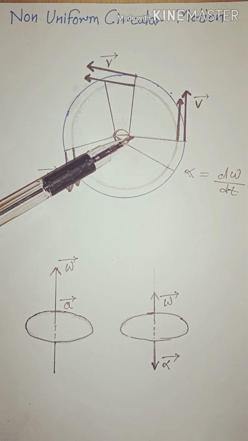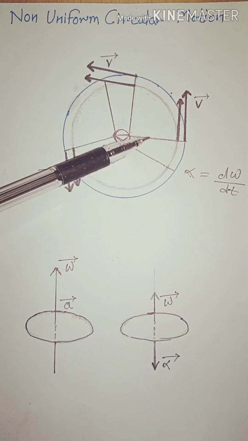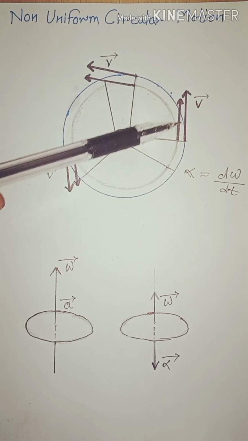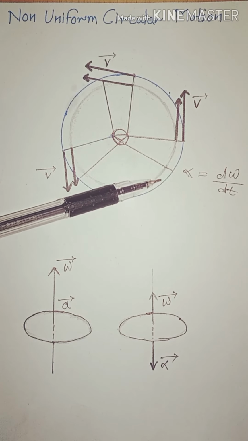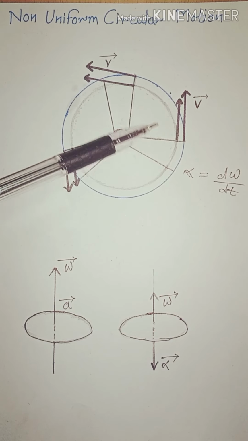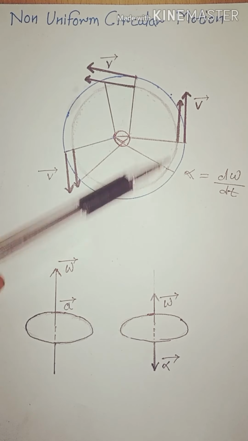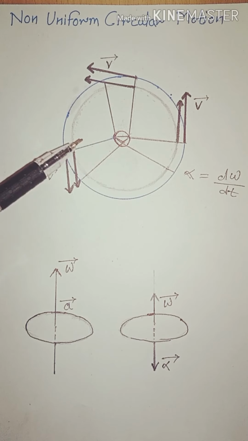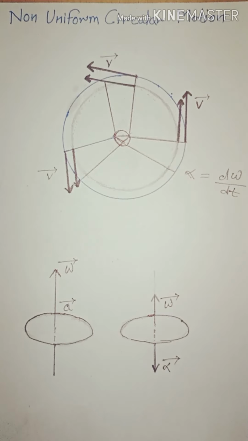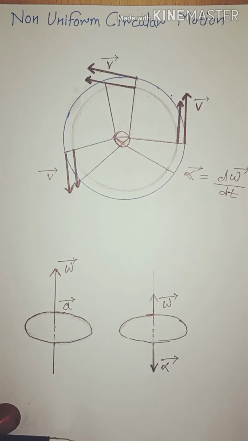The acceleration which is responsible for changing the magnitude of velocity is directed along the direction of velocity or opposite to the direction of the velocity. Hence, it is called tangential acceleration. As the magnitude of tangential velocity v is changing during non-uniform circular motion, the corresponding angular velocity also changes at every instant. This is due to the angular acceleration vector alpha, the rate of change of angular velocity with respect to time.